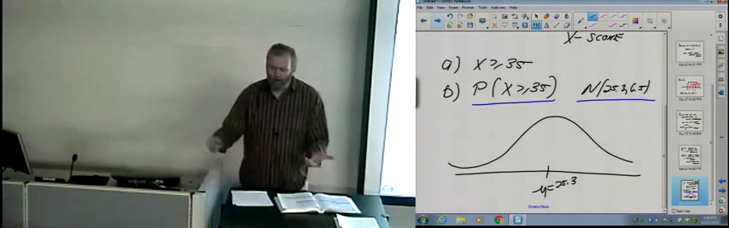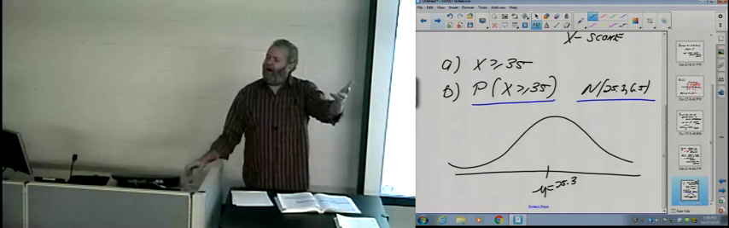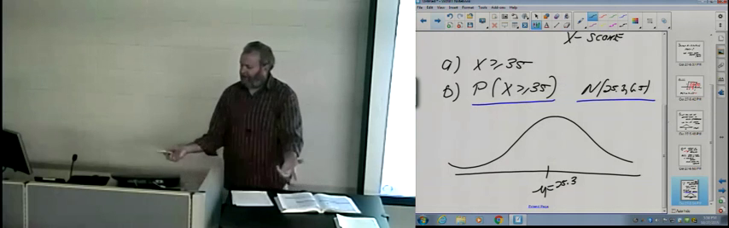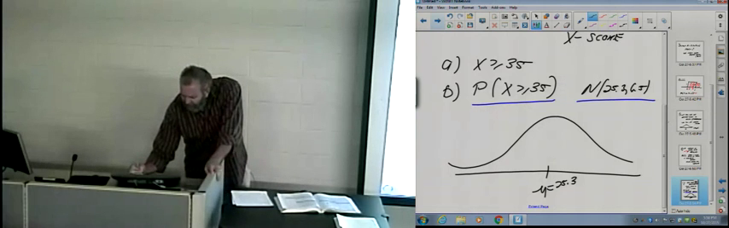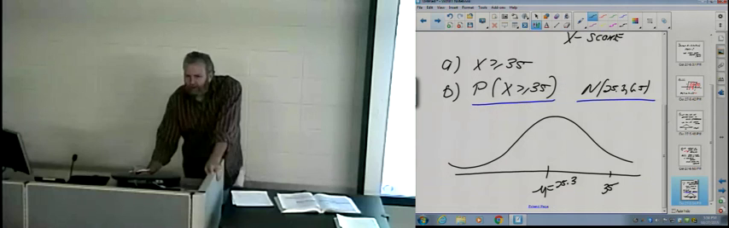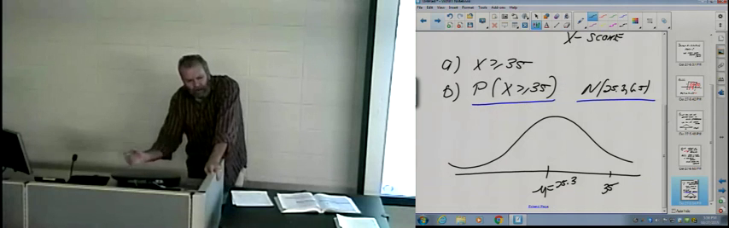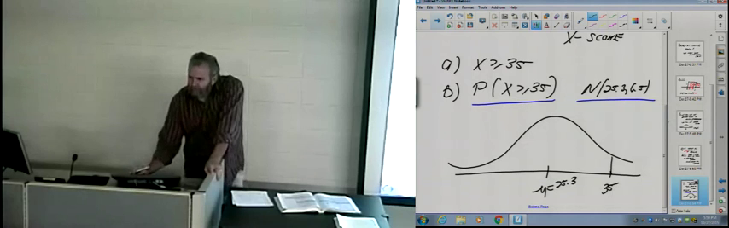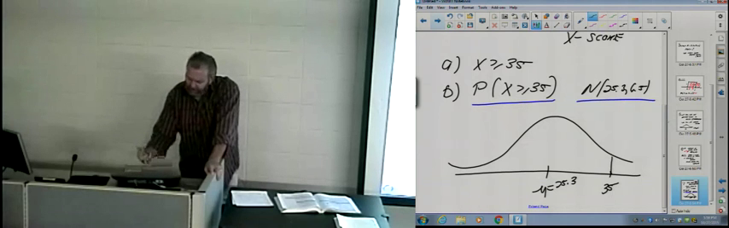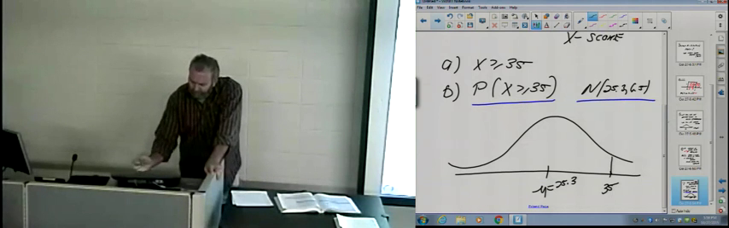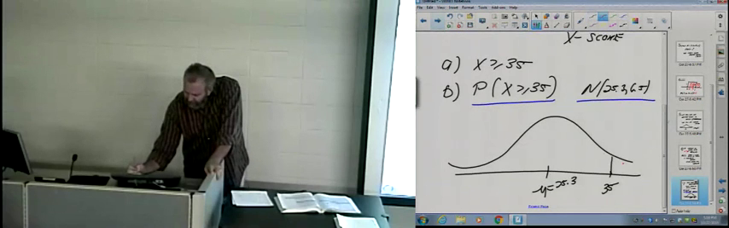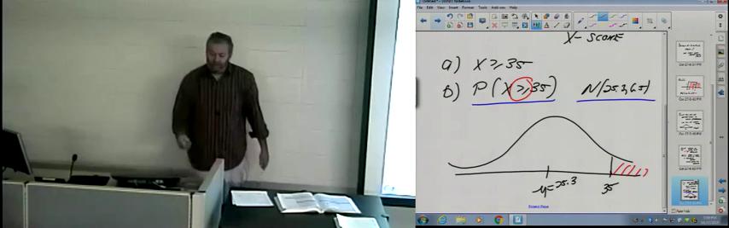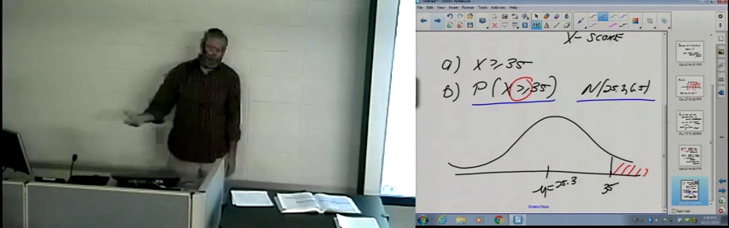What do I want? I want X bigger than or equal to 35, right? So there's one value of the variable I'm interested in, and it's 35. Where is 35? It's out here, correct? Remember, that's the number line there on the bottom. I draw a line. Then I ask you where you want to shade. Do you want to shade to the left? Do you want to shade to the right? Personally, I'd like to shade to the right. Why? It's telling you greater than or equal to 35. It wants you to shade to the right.